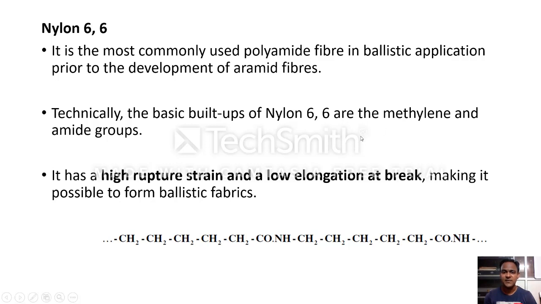Next is the nylon 66 fiber, which is a very basic, important polyamide fiber that has been used in ballistic protection since the inception. Before the development of aramid fibers, these fibers were the only ones used for ballistic protection. These fibers are mainly made up of methylene and amide groups. You can see the amide linkages here. These fibers have a high crystallinity, around 50%, and the packing geometry of the fiber is also a good packed structure.